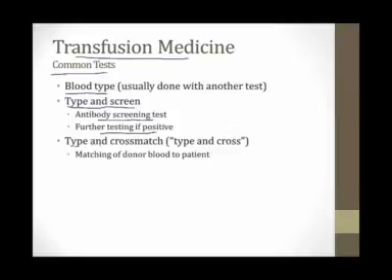If you order a type and cross match, often called a type and cross, this involves matching of the donor blood to the patient. We'll talk more about what that means in a minute.